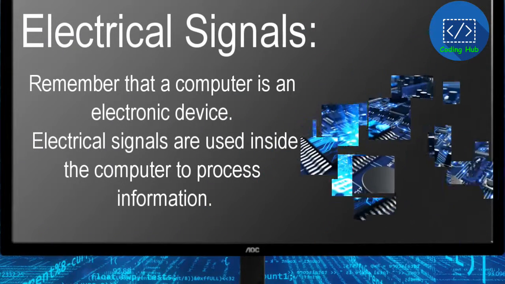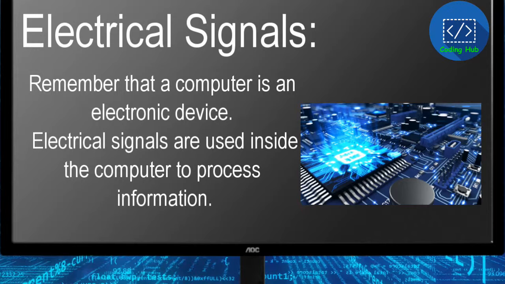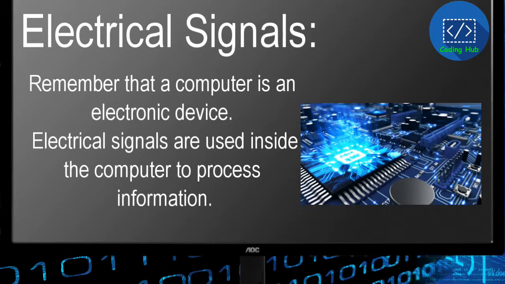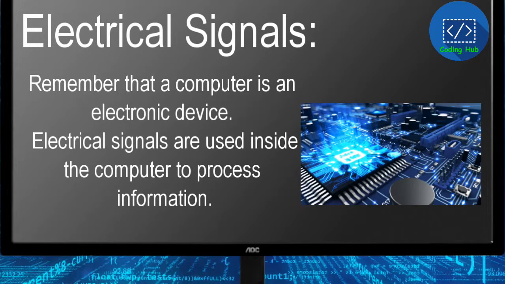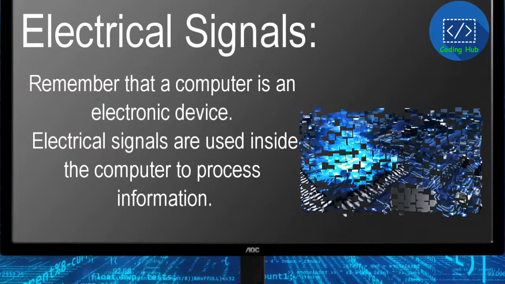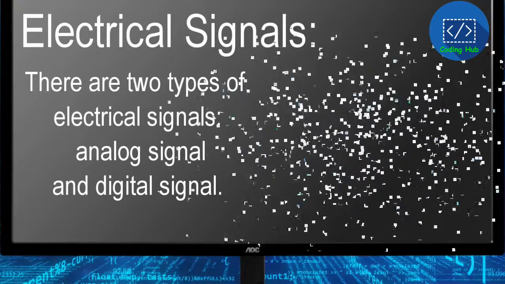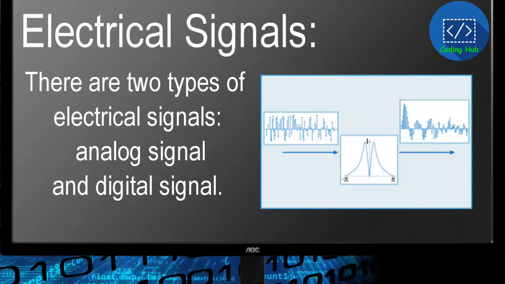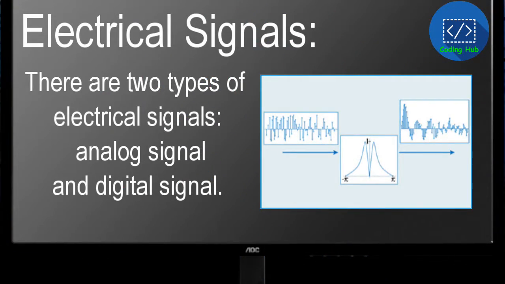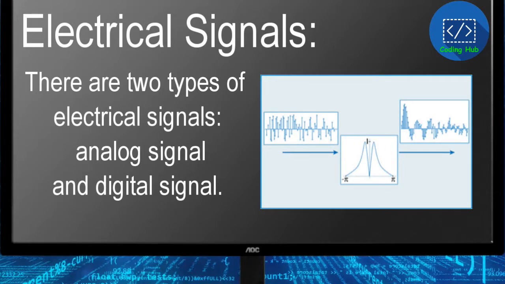Electrical signals. Remember that a computer is an electronic device. Electrical signals are used inside the computer to process information. There are two types of electrical signals, analog signals and digital signals.